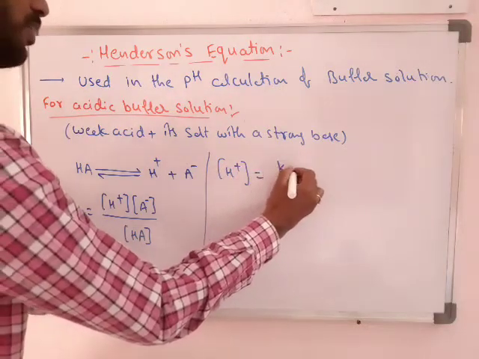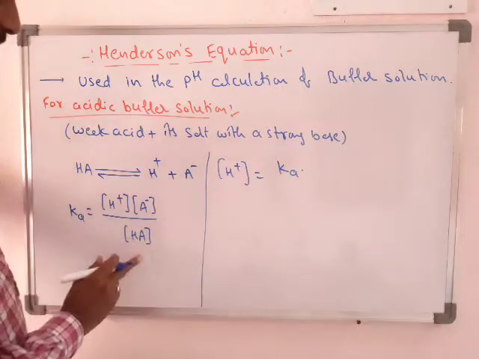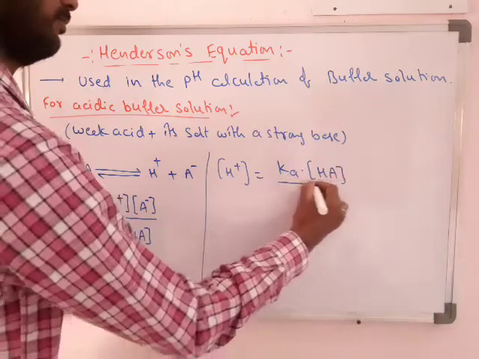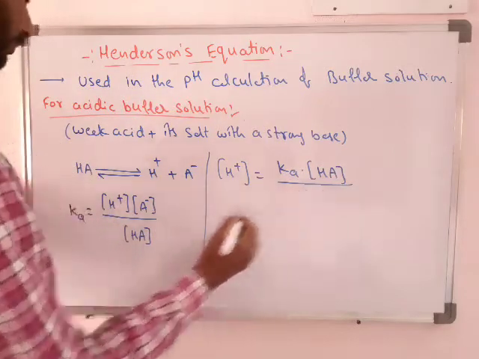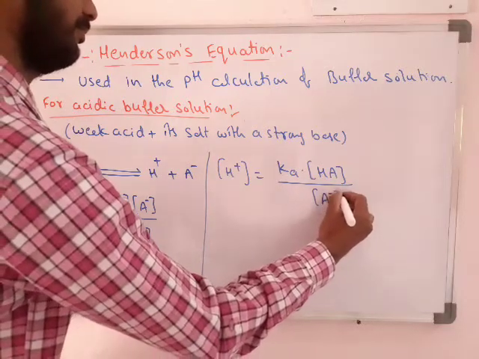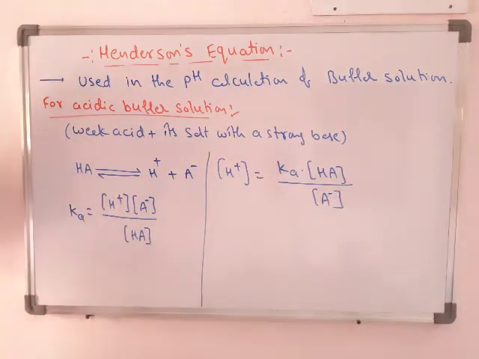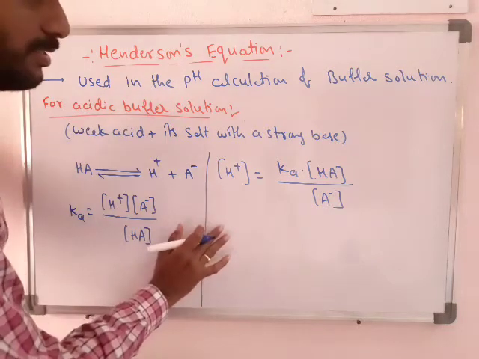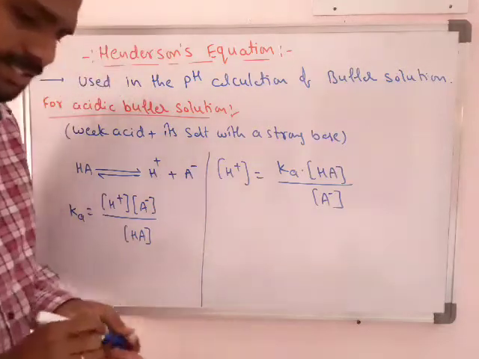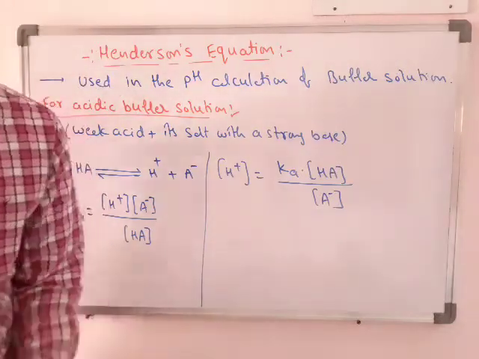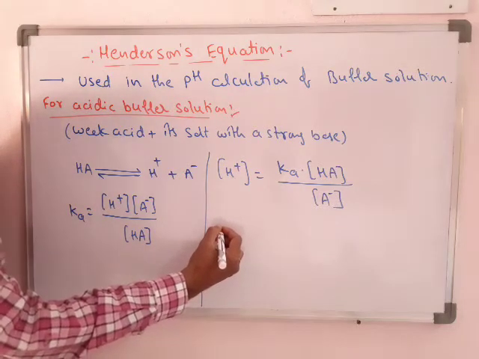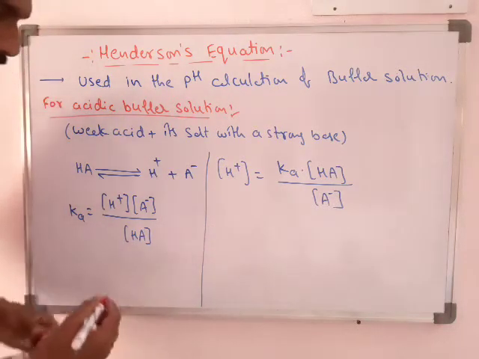H plus becomes what? H plus equals Ka into HA by A minus. This is H plus. Now we already know the general formula for pH. What is the general formula for pH? pH is equal to minus log H plus.